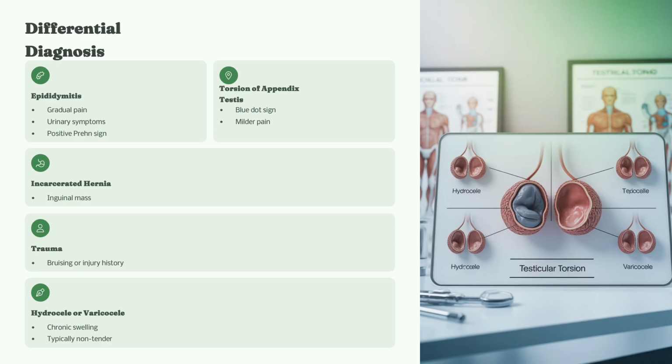Some differentials we could consider are epididymitis: gradual pain, urinary symptoms, and a positive Prehn sign. Torsion of the appendix testis: blue dot sign, milder pain. Incarcerated hernias would present with an inguinal mass. Trauma: bruising or injury history. Hydrocele or varicocele: chronic swelling, typically non-tender.